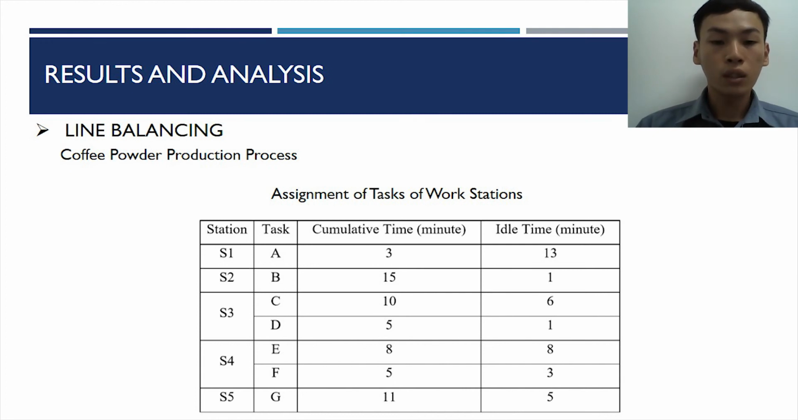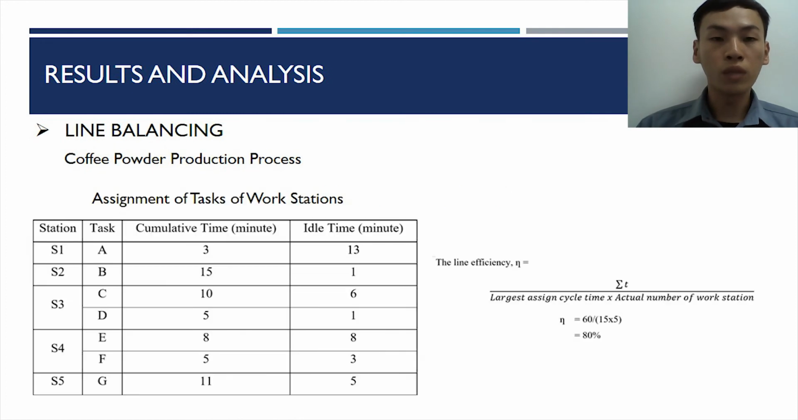Station 4 consists of tasks E and F, for which the cumulative time is 13 minutes and the idle time is 3 minutes. Last is station 5, which consists of task G. The cumulative time is 11 minutes and the idle time is 5 minutes. So for the real workstations, the number is 5. So the efficiency of the process is equal to 80%. That's all from me. Thank you.